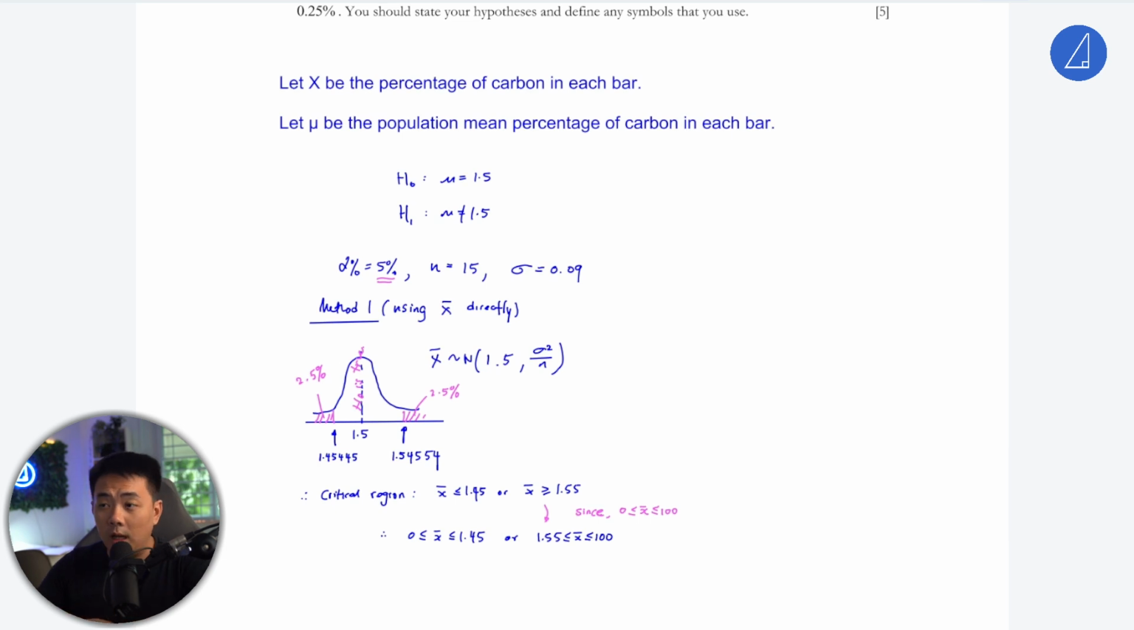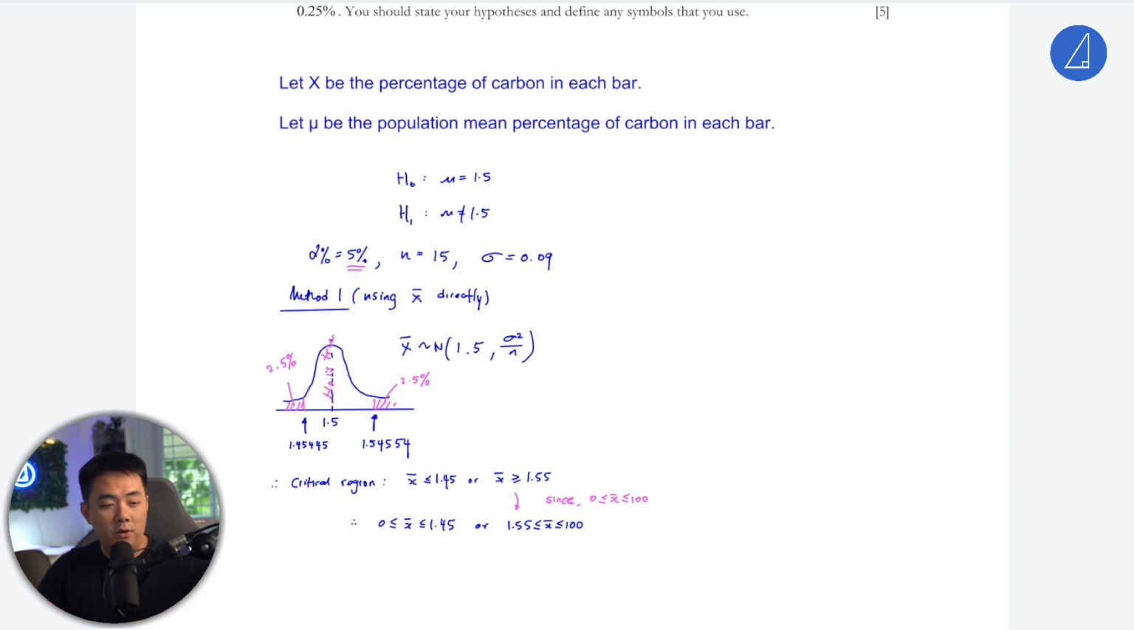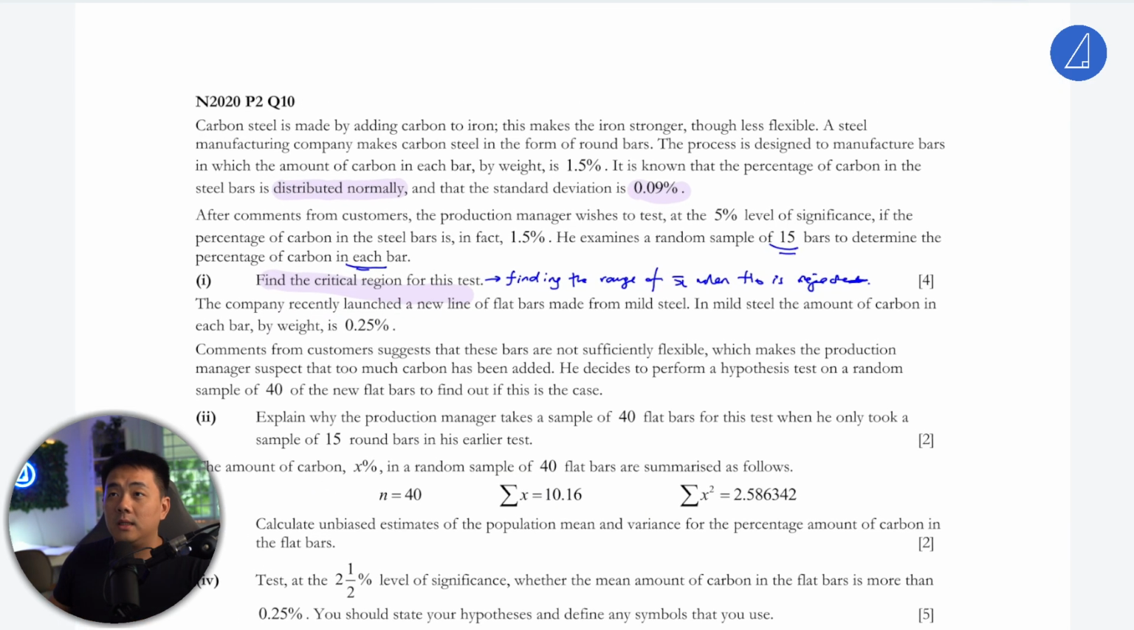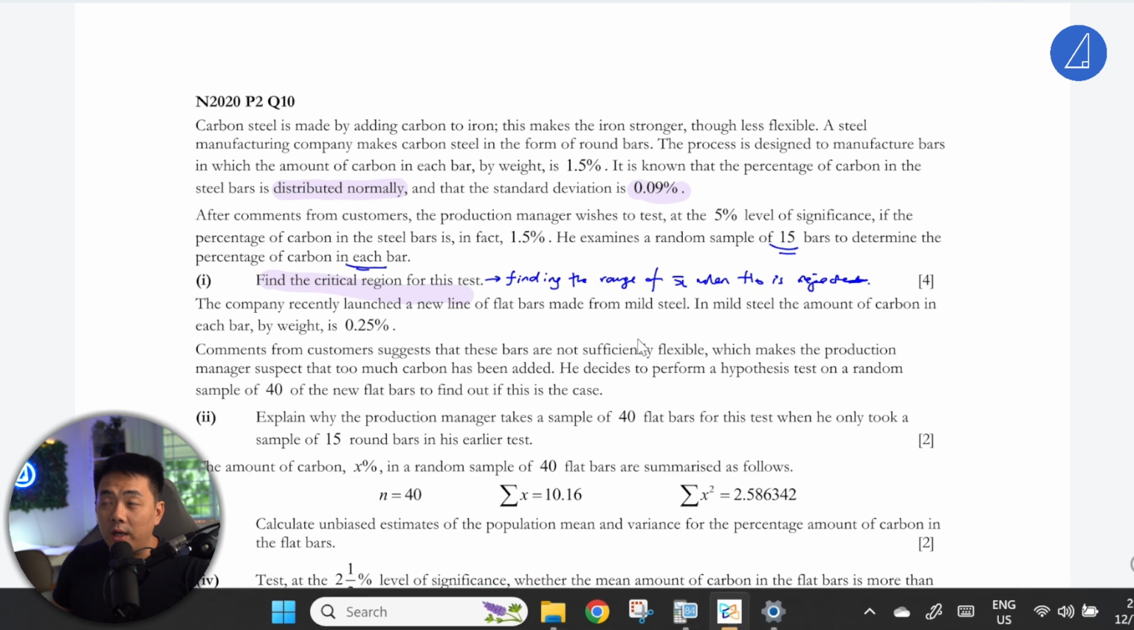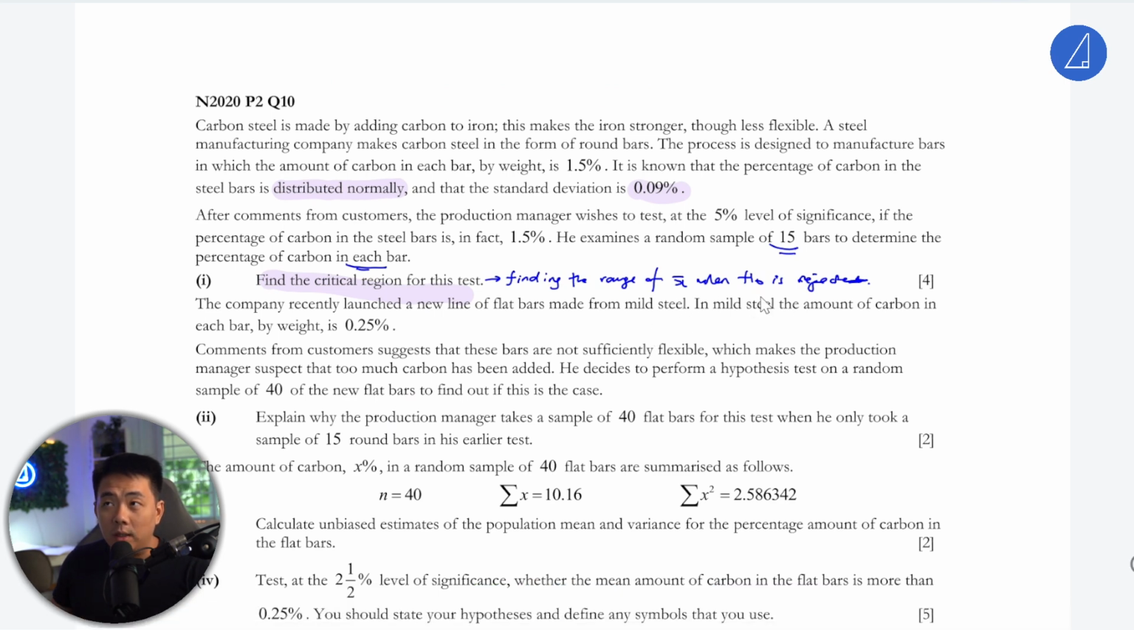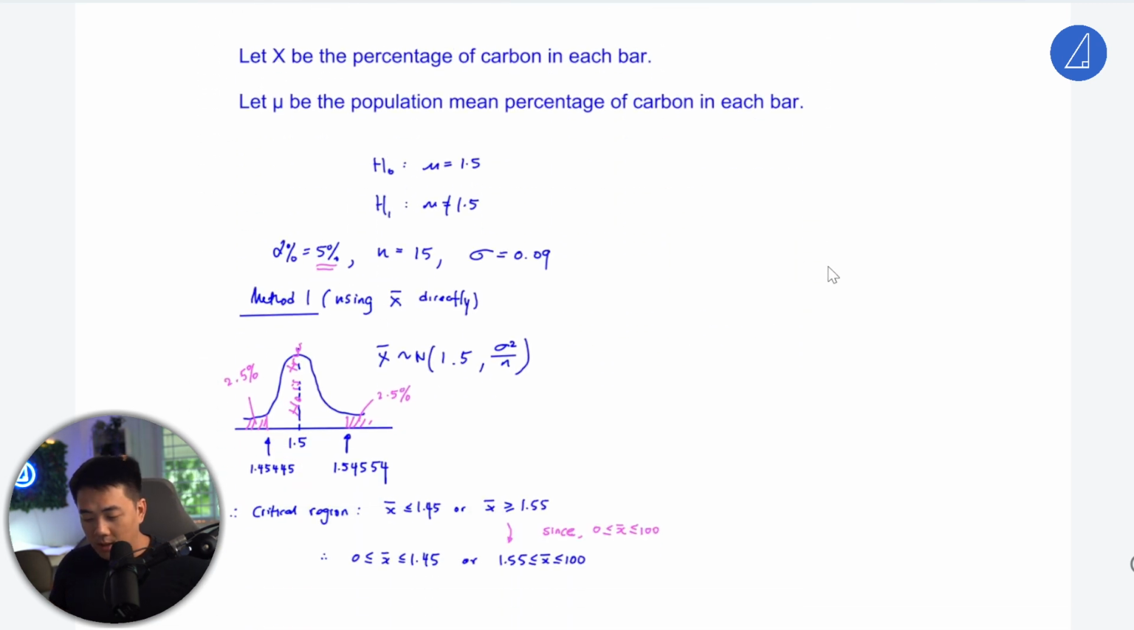Of course, you can also use the z-test, which uses the standardized curve to find the critical value. But just remember to find the range of X bar. If you want to find the critical region, you're finding the range of values of X bar when H0 is rejected. So I'm going to do that.